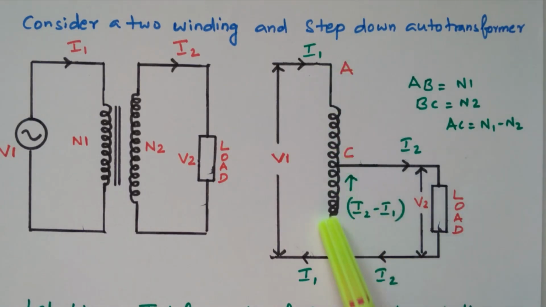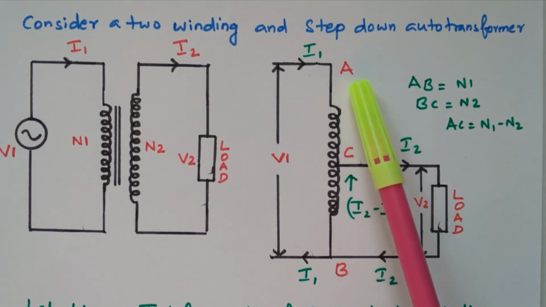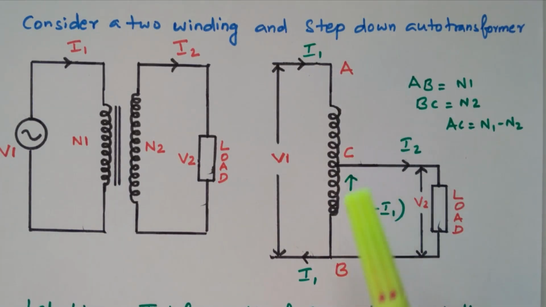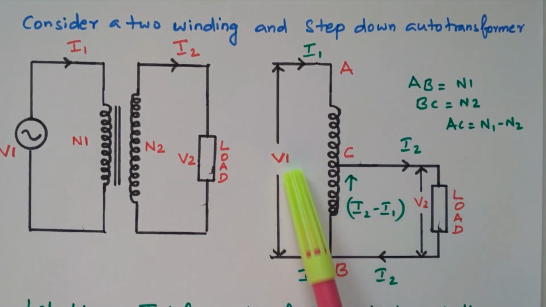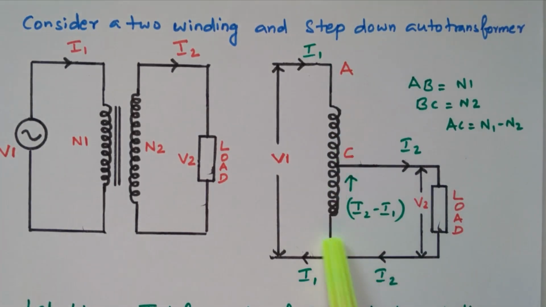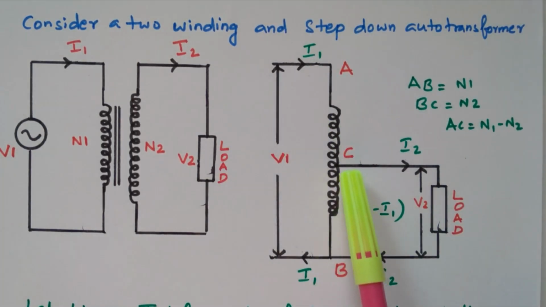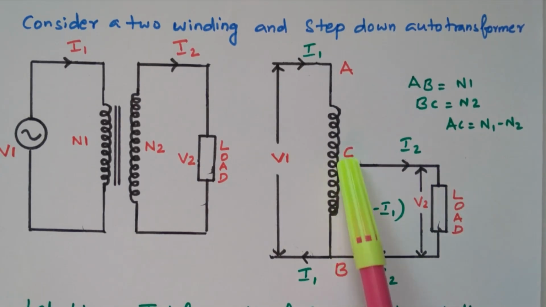In Autotransformer we have only one winding available. It is named A, B and C. So the entire AB is used as the primary winding. Here we are comparing the step down transformer. So the entire winding is used as the primary winding. The part of the winding used as the secondary winding is BC. Only BC is used as the secondary winding.